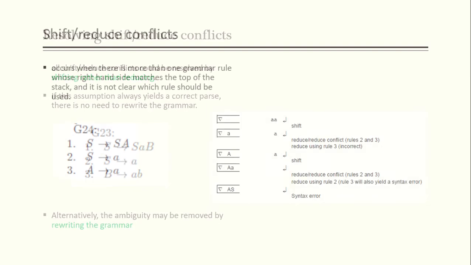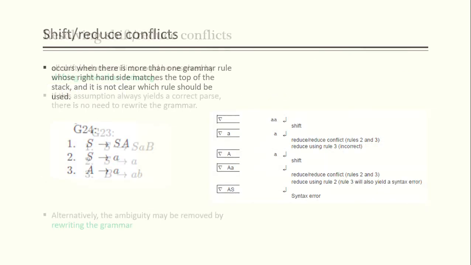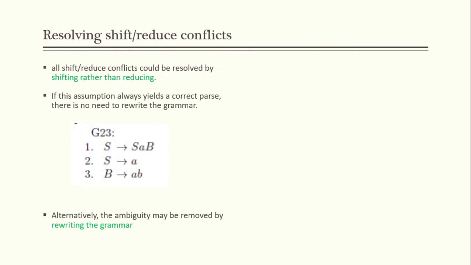You can try it on this grammar 23. Instead of reducing it on the stack number 2 here, try to shift it. That means you add another input to it and see whether you can get the accepting state. So that is one of the ways. It is like trial and error. If this assumption always yields a correct parse, there is no need to rewrite the grammar.